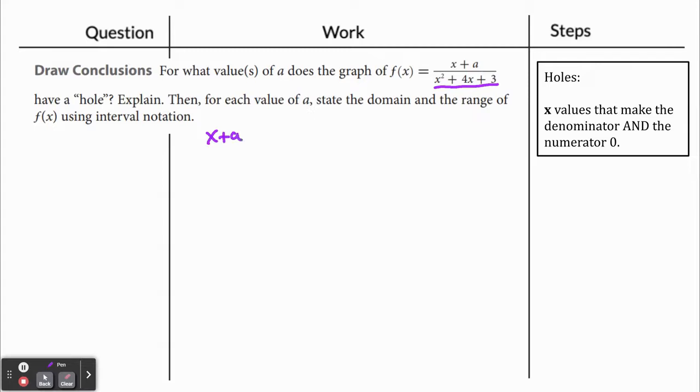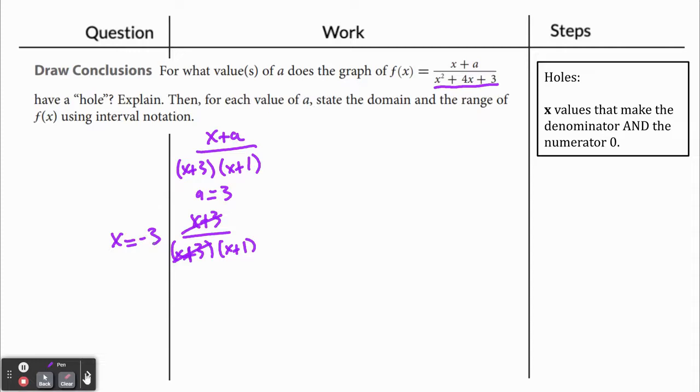I'm looking for two numbers that multiply to 3 and add to 4, which will give me x plus 3 times x plus 1. And so there's actually two values of a that would give us a hole. We could say that a is equal to 3, because that would give us x plus 3 over x plus 3 times x plus 1. And these would cancel out, so we'd actually have a hole at negative 3 and then a vertical asymptote at x equals negative 1.